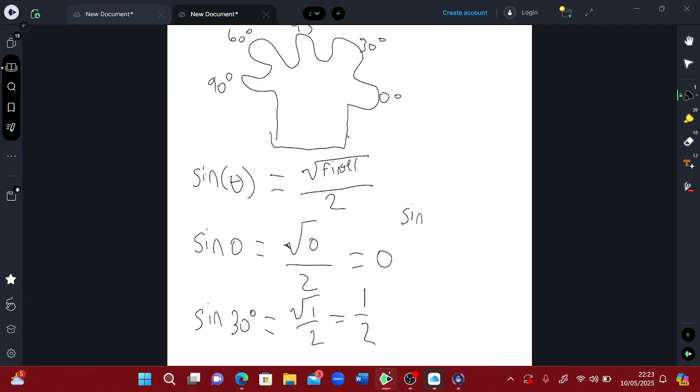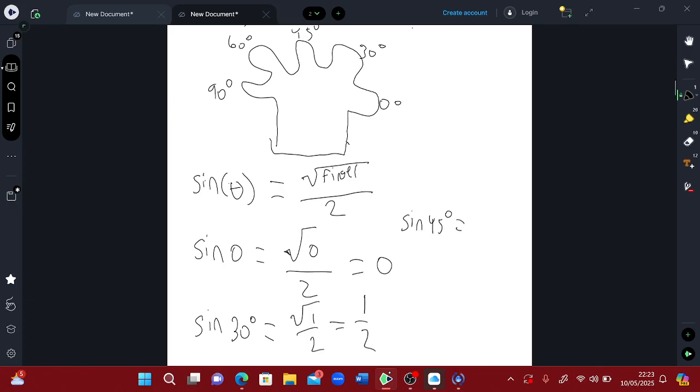Then we're going to do sine 45. Again, from 0 for the first finger, we've moved one finger, two fingers. So it's going to be root 2 over 2. You can't simplify that anymore. That's the exact value. Okay. Sine 60. Again, from 0, moving this way, you're going to go 1, 2, 3. So move 3 fingers. So it's root 3 over 2.